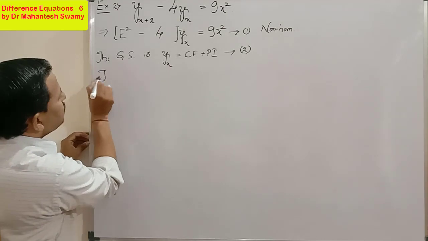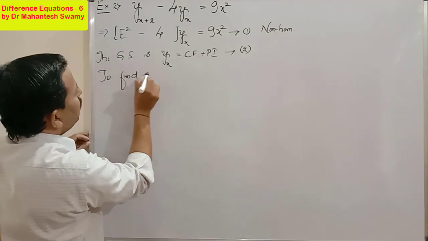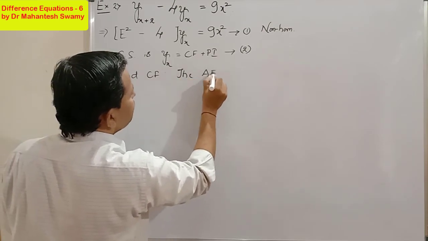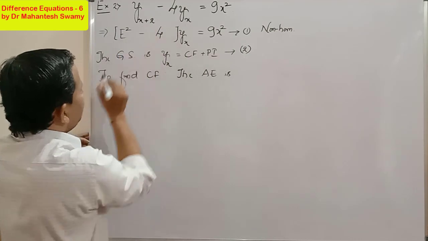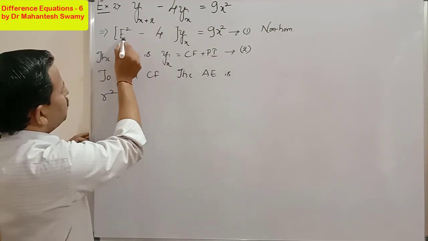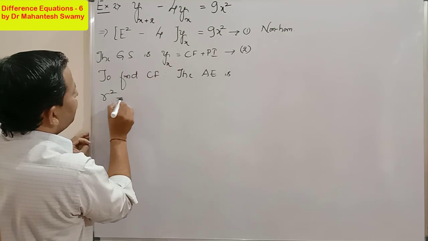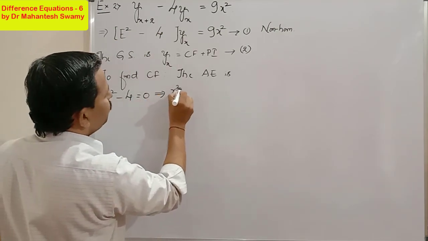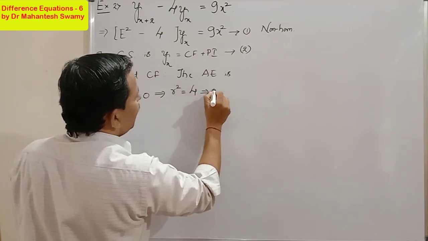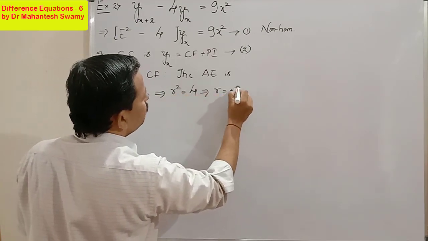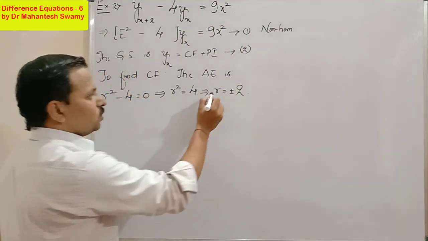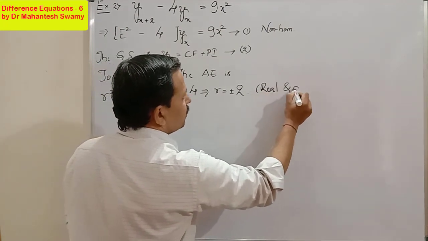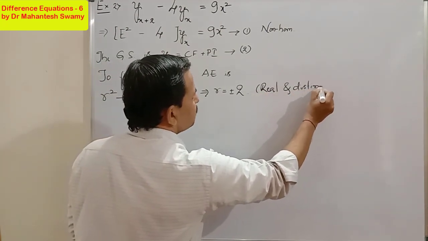In order to find CF, the complementary function, let us write the auxiliary equation. The auxiliary equation is simply, by looking at this bracket, wherever E is there, replace it by r. So it is r square minus 4 equal to 0. That implies r square equal to 4. This implies r equal to plus or minus root 4, that is 2. So the roots are real and distinct. There are two roots, one is plus 2 and another one is minus 2.